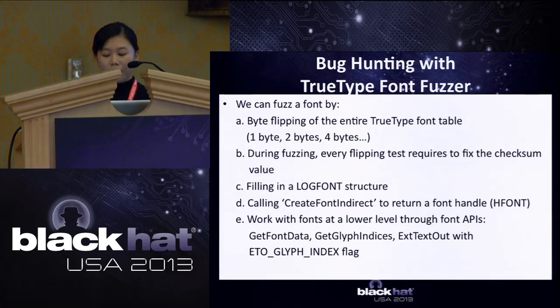Calling the CreateFontIndirect function should be able to return a font handle. However, the function is unable to work with lower-level font APIs. Therefore, API functions such as GetFontData, GetGlyphIndices, or ExtTextOut with the ETO_GLYPH_INDEX flag are able to fix this problem.